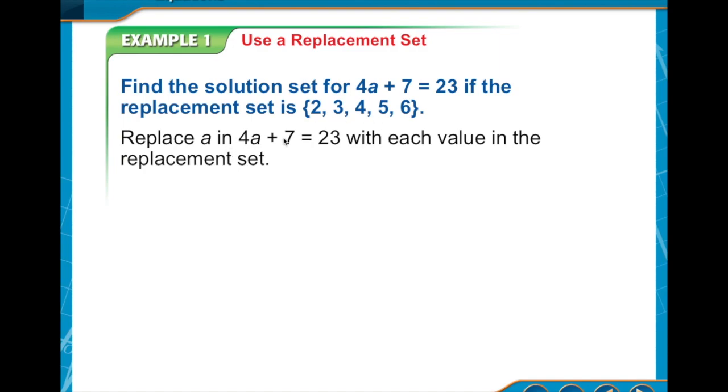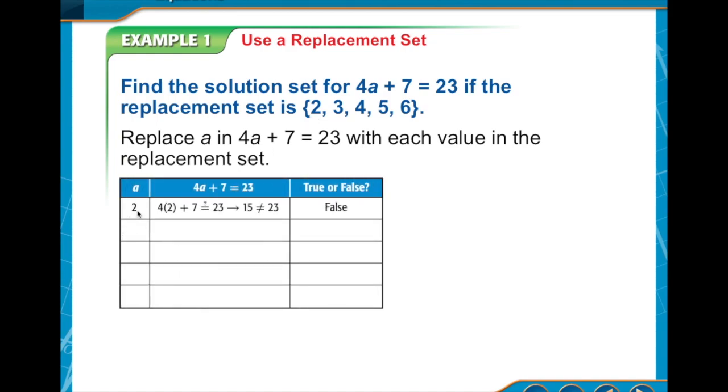So we replace A, like I said, with each value in our replacement set. If we plug in a 2, this part you do not need to write. If we plug in a 2, what do we get out? Well, after some multiplication, 8 plus 7 is 15. And 15 is not equal to 23. So when we plug in 2, this statement is a lie. It is false. So we know 2 does not work.